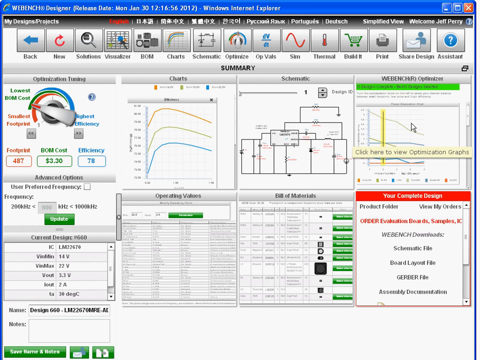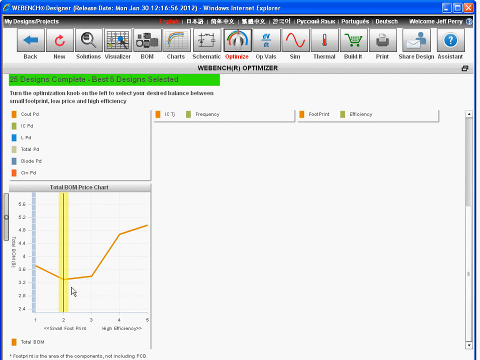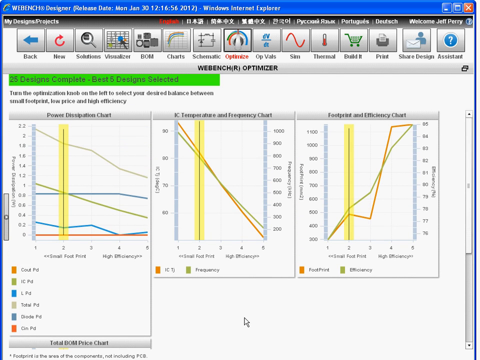Let's take a look at the optimizer graphs over here. So I'm going to click on that screen. And what we see here is the graph of the power dissipation versus the optimization setting. And we can see here our efficiency is indeed climbing from around 76% up to 85% over those different optimizations. And so something in the middle here might be a footprint of 454 square millimeters and an efficiency of a little over 79%. You can see the cost here is lowest on knob setting 2 and climbs up here as you go to the higher efficiency designs. So overall you can see here that WEBENCH allows you to make fundamental trade-offs in the design that only you as a designer can make for your purposes.